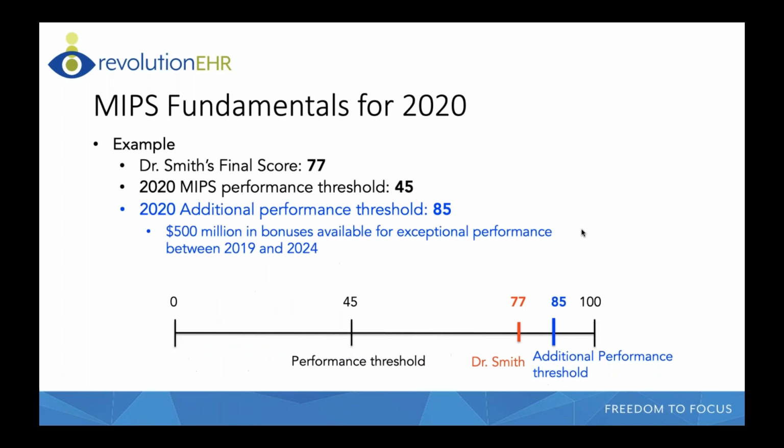There's also bonus money out there. Medicare sets aside $500 million over the first 6 years of the program to reward those doctors who do exceptionally well.